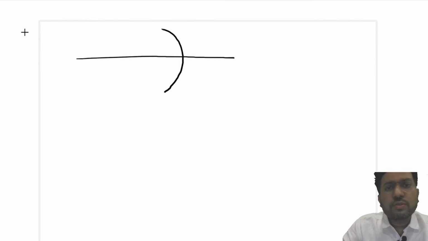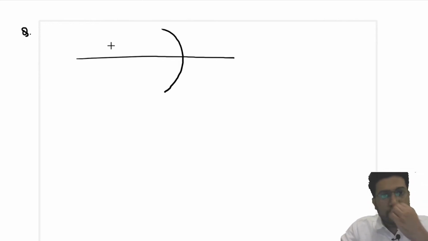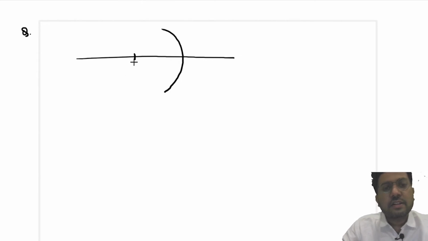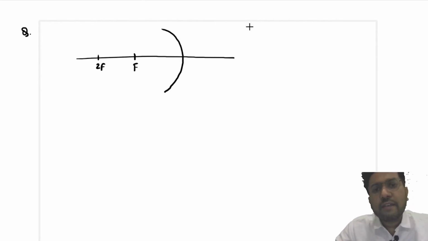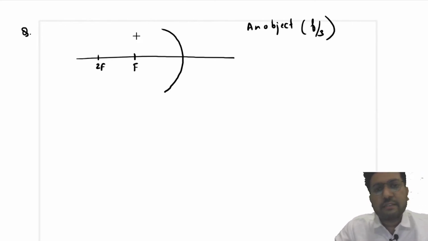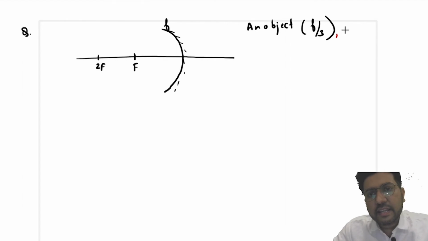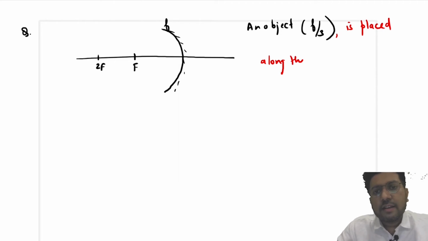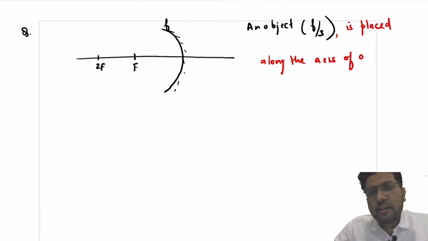Okay. So we will do this with the help of one question. I'll show you one problem of longitudinal magnification. Suppose this is f, this is 2f. Okay, so you have an object whose size is equal to f/3. An object of size f/3, where f is the focus of the concave mirror. Okay, so an object of size f/3 is placed along the axis of a concave mirror of focus f.